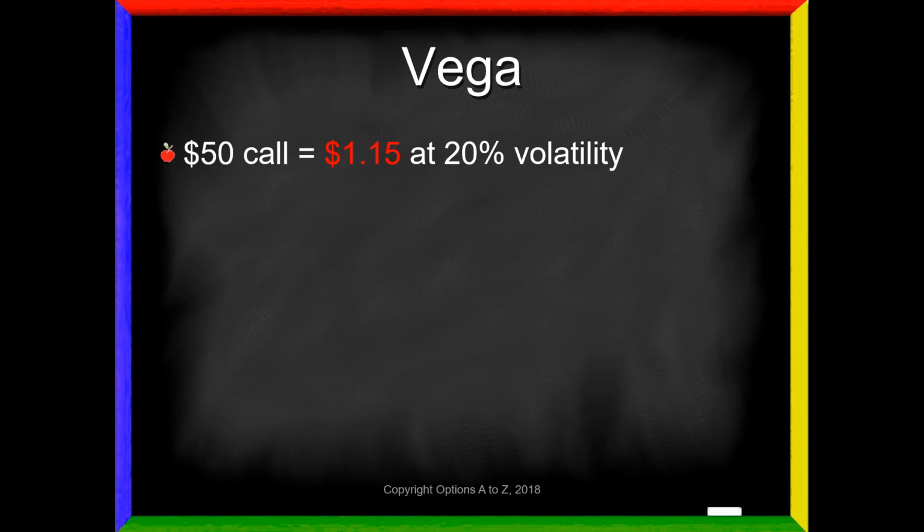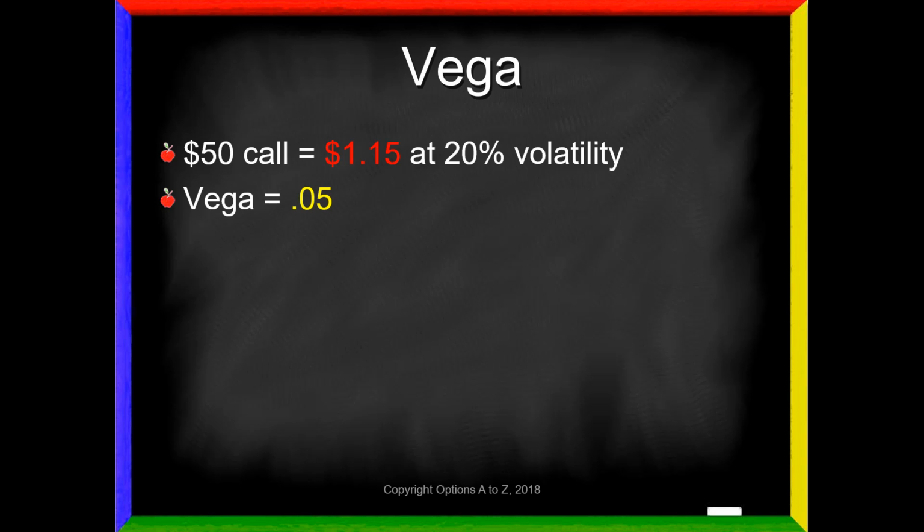So here's an example. Let's say we have a $50 call trading for $1.15, and the platform shows that it's currently priced at 20% volatility. And most brokerage platforms will show you this. I'll show you some examples at the end of the video. But we also look and we see that this option has a Vega of 0.05.